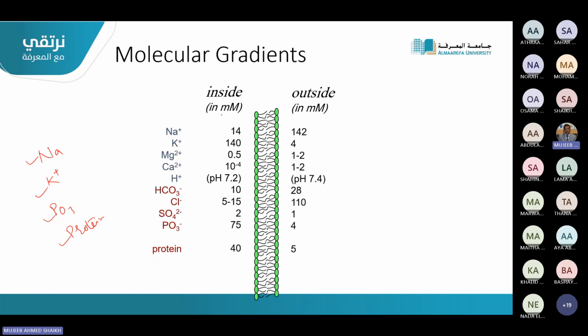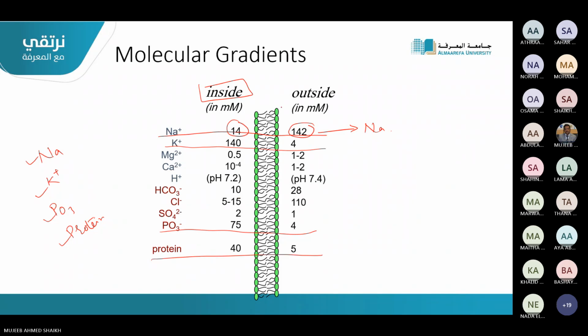What is the concentration of sodium inside the cell? This is inside. Inside the cell is 14 millimole, whereas outside is 142 millimoles for sodium. Remember, sodium is more outside and less inside: 14 millimole inside and 142 millimole outside. Remember at least these numbers, for these four, in terms of millimole. Coming to the potassium.